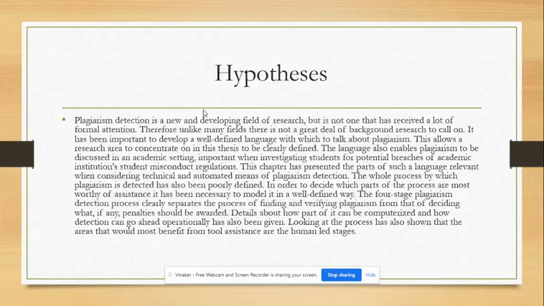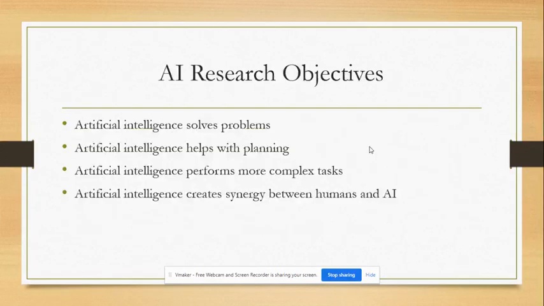So I have my hypothesis for this project, which is that plagiarism detection is a new developing field of research, but it is not one that has received a lot of formal attention. Therefore, unlike many other fields, there is not a great deal of background research to call on. It has been important to develop a well-developed language with which to talk about plagiarism. So this is one of the hypotheses I'll be using for my plagiarism project.